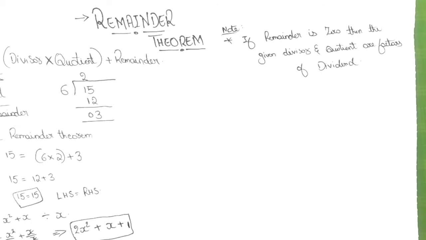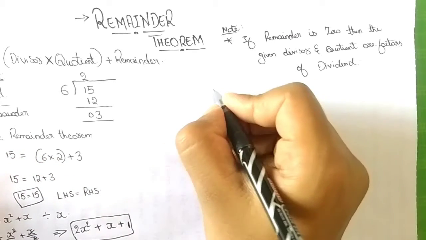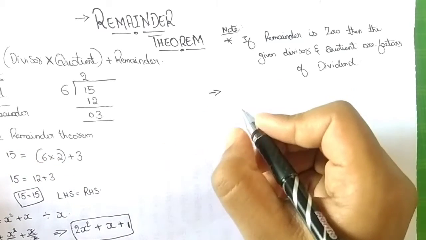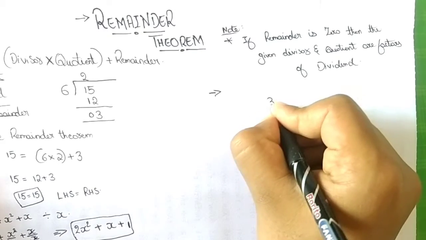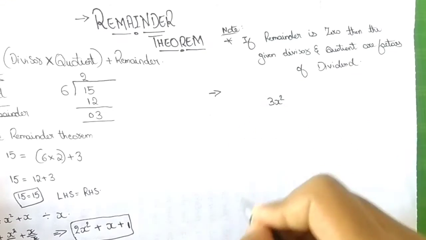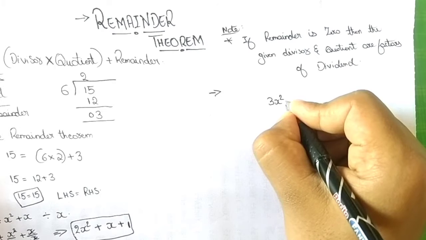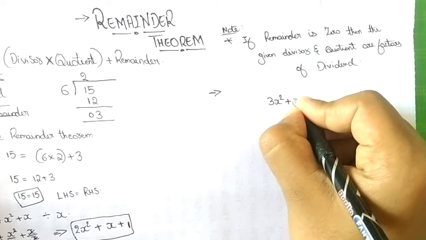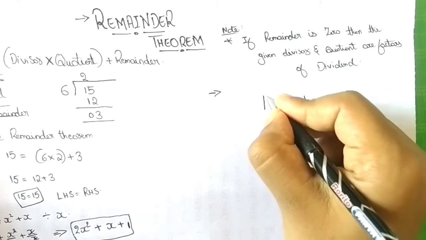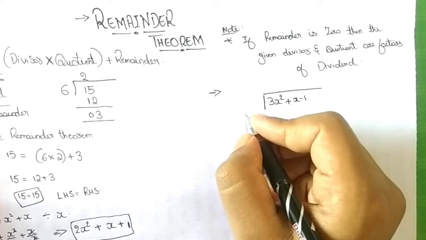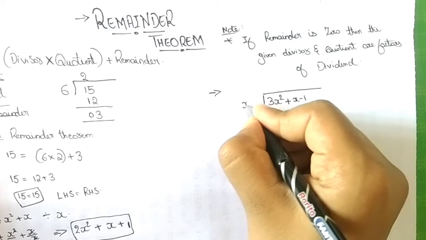Now, moving on, there is a process of division given to you to find a remainder. Let's take one problem. There are 6 steps given in your textbook. Let me simplify that with a good understanding for you. The given question, I will directly write in the format of the division process: 3x square plus x minus 1 is the given question, and the divisor is x plus 1.